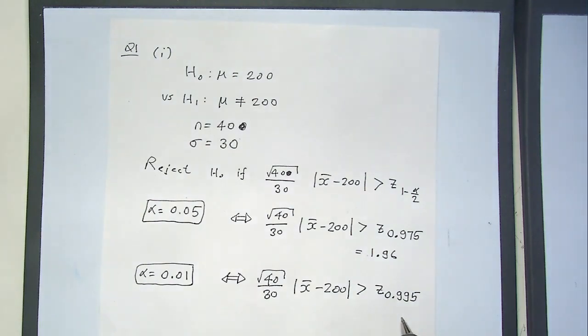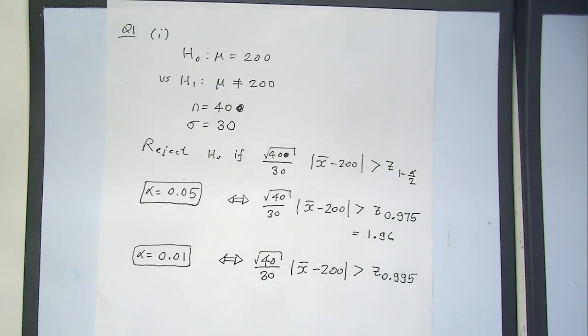Can somebody read this for me, please? 0.995 in the table. Can you find it in the table, guys? 0.995, 0.99. So 2.5... 2.575, yeah, 2.575.